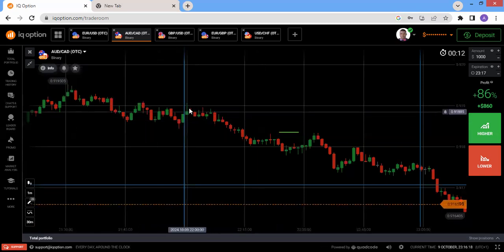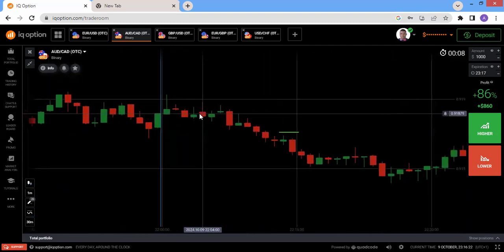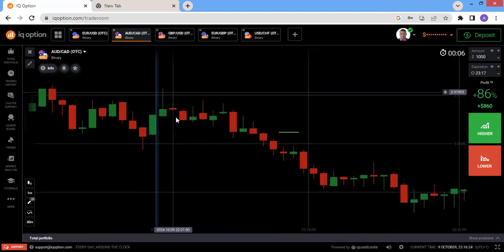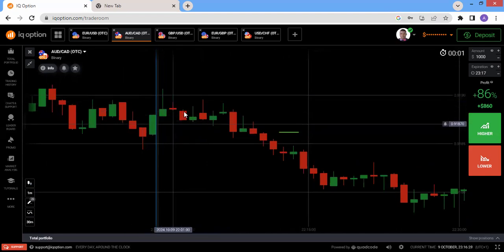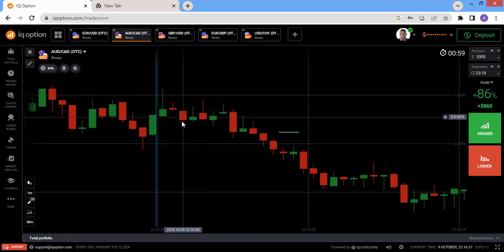Now we saw what? Remember, I said I like to see a rejection. A rejection that is what? A rejection that is bearish. Even this one works, but I like the one that is bearish. Look at it. The next candle will drop as easy as it could be.